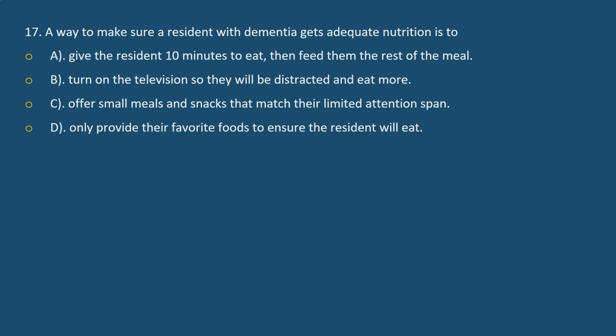Question 17. A way to make sure a resident with dementia gets adequate nutrition is to: A. Give the resident 10 minutes to eat, then feed them the rest of the meal. B. Turn on the television so they will be distracted and eat more. C. Offer small meals and snacks that match their limited attention span. D. Only provide their favorite foods to ensure the resident will eat.